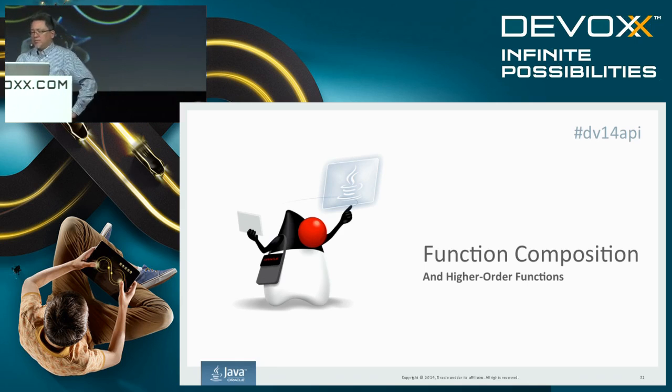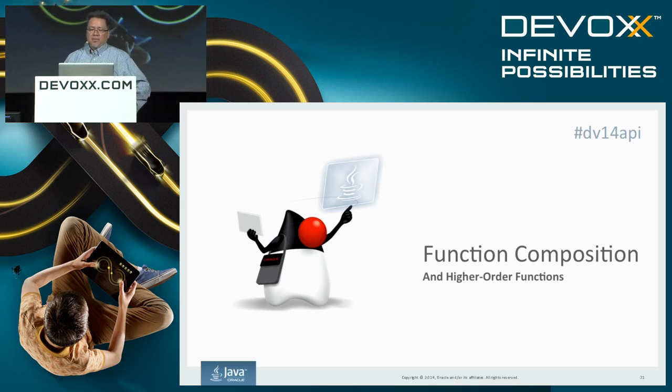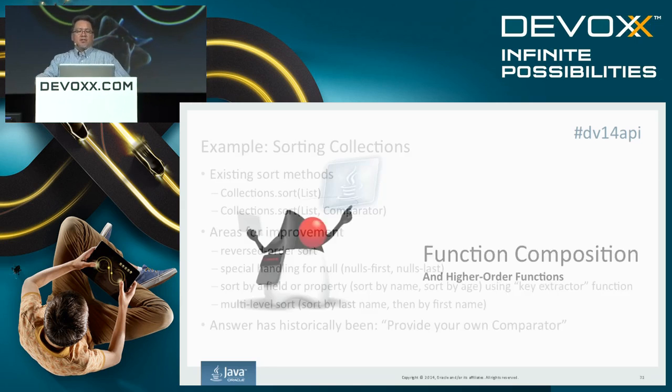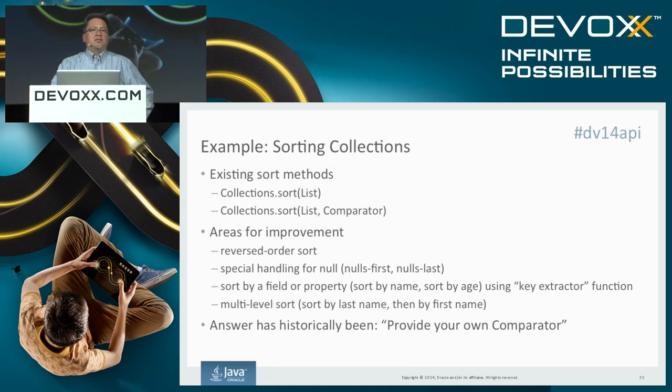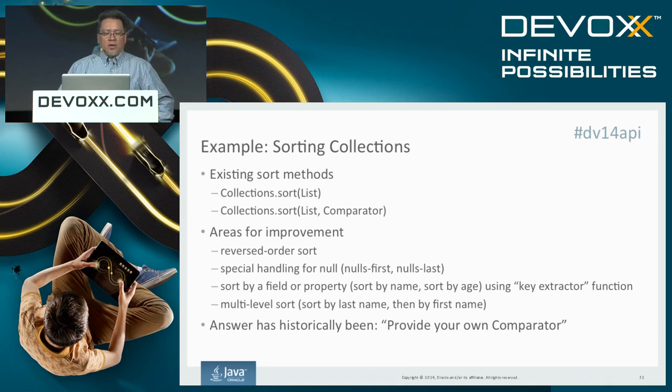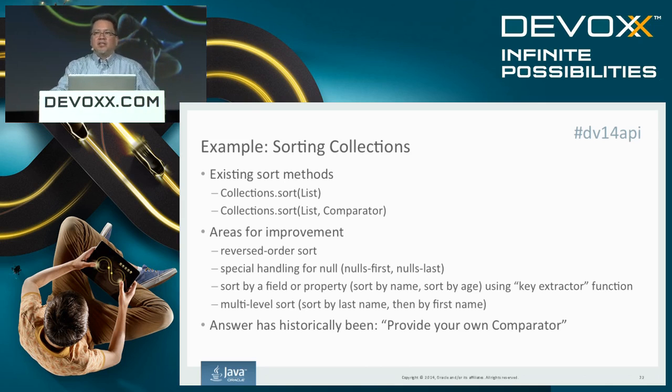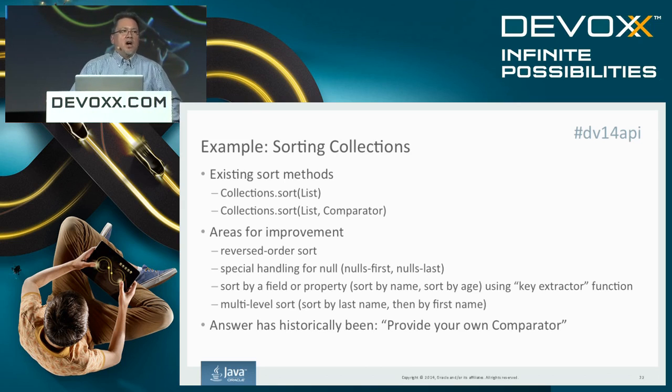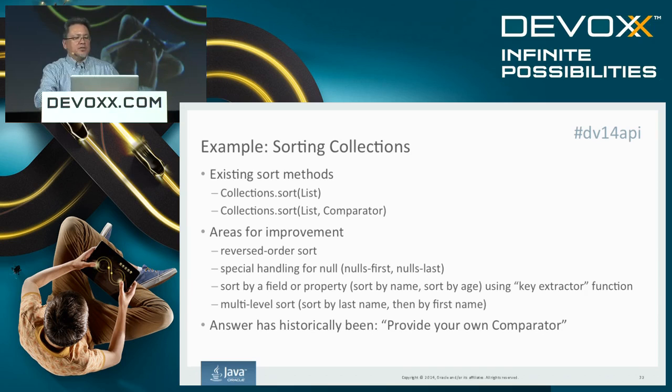Right. Okay, all right, I'll press on. So now, a different use of Lambda, which is for function composition. Now this is an extended use case about sorting. If you've ever had to sort a collection prior to Java 8, there are a couple of methods on the Collections utility class, Collections.sort and Collections.sort with a comparator.